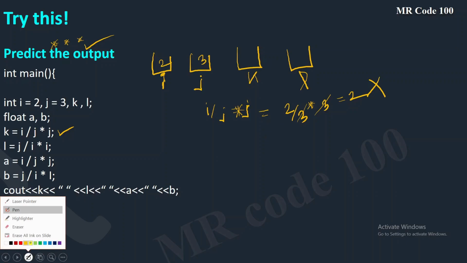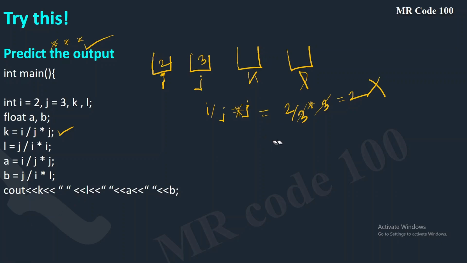So what you should do, let me tell you. In math, we actually do it like this, but a computer doesn't calculate like this. So how do they calculate this one? This part is very important. Listen to it. I divided by J, 2 divided by 3 into 3.